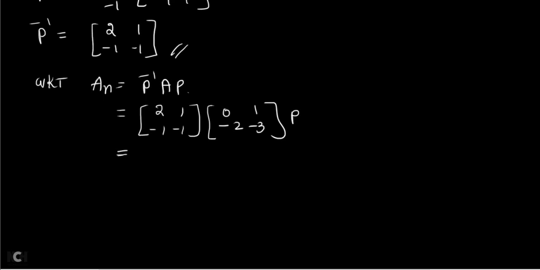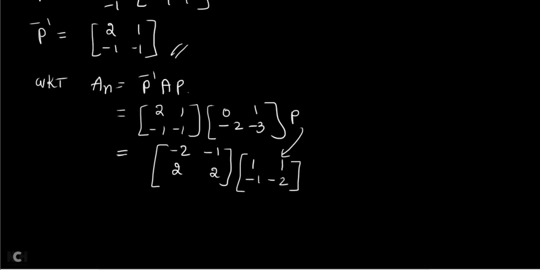So now you multiply first row into first column, 2, 1 into 0, minus 2. First row into first column, first row into second column, second row into first column, second row into second column. If you do that, you are going to get like this: minus 2, minus 1, 2. Now you substitute this P matrix. What is the P matrix? P is given as 1, 1, minus 1, minus 2. Okay, now you multiply, you will get the diagonal matrix.